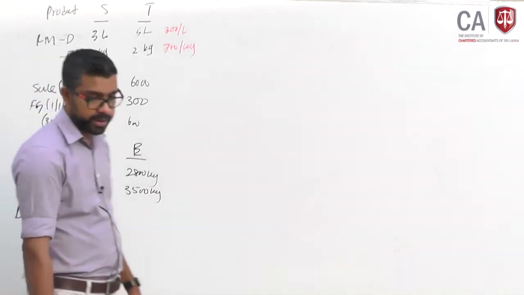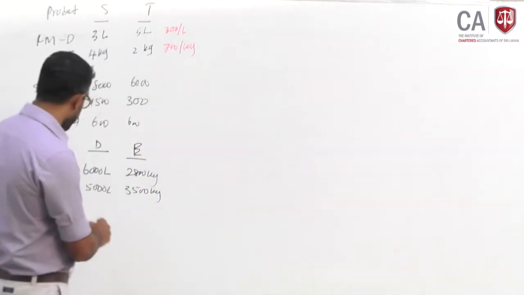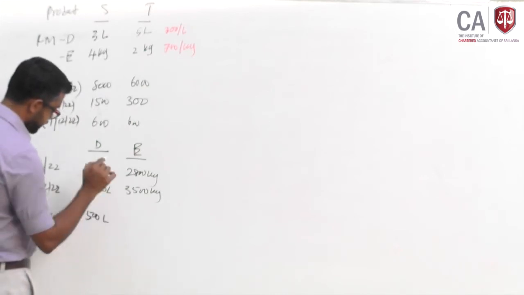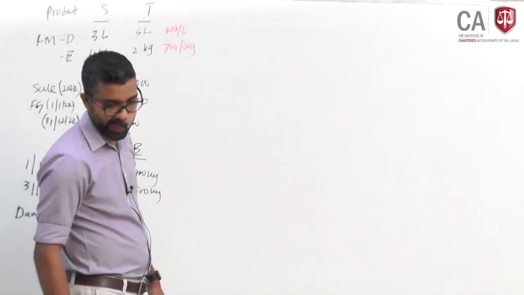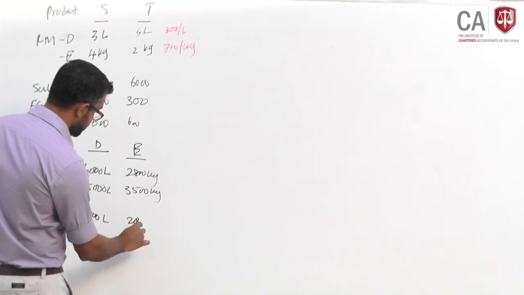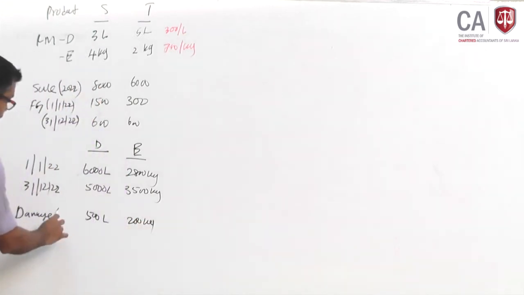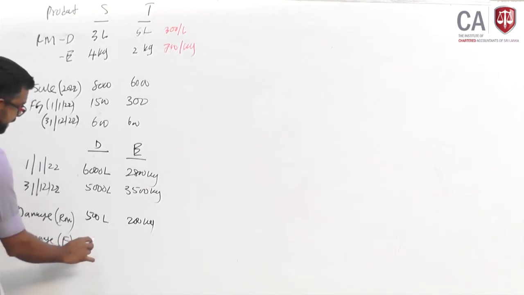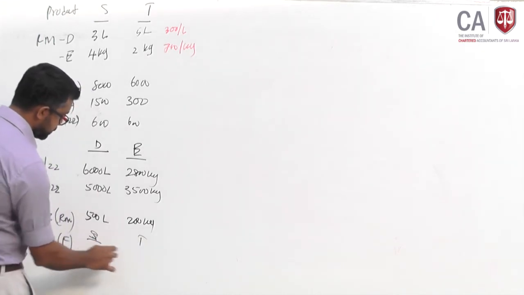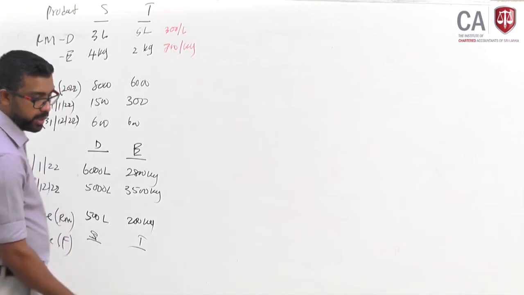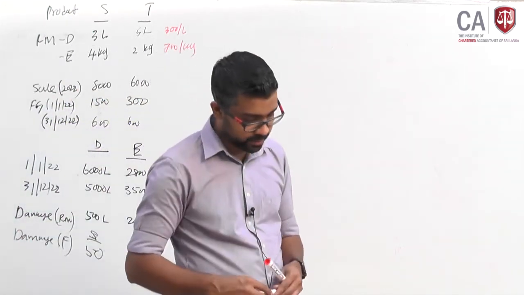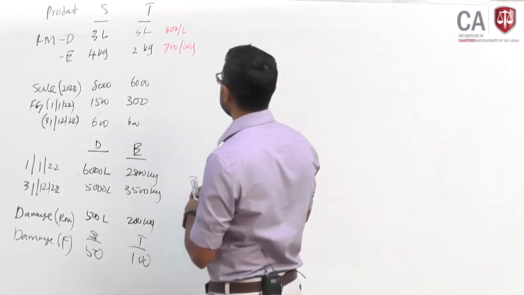right? Product, let's put raw material first. Product D 500 liters, 500 liters and 200 kilograms. RM damage, finished good, S and T, S 50, T 100 units. Done. ඔන්න අපි වැඩේ සමරයිස් කරගත්තා.